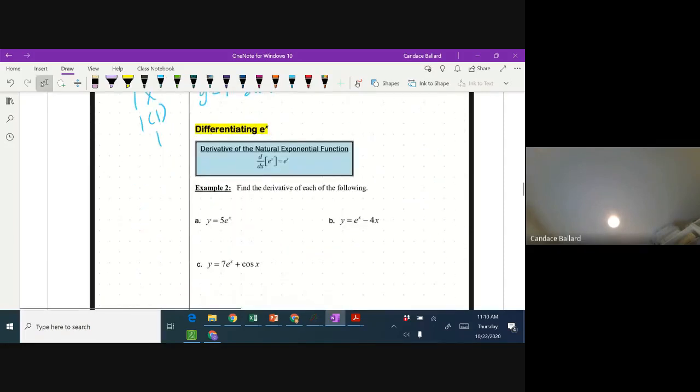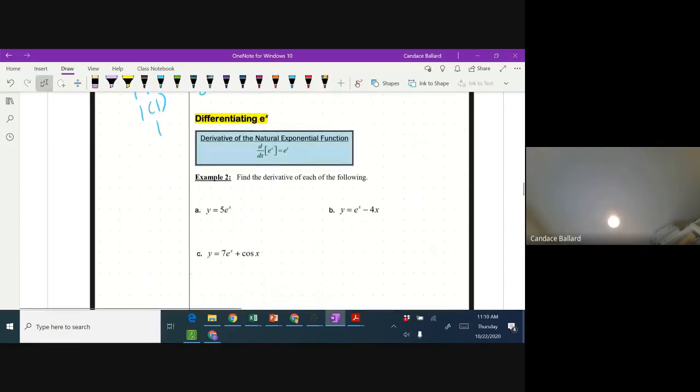All right, so we're going to find the derivative of the natural exponential function. So we got to find the derivative of each of the following. Check this out. The derivative of e to the x is e to the x. That's the best one ever to memorize. You don't have to memorize anything. You see e to the x, it's e to the x. All right? So let's look at the derivatives. So y prime equals, I'm going to keep the 5, and the derivative of e to the x is e to the x.